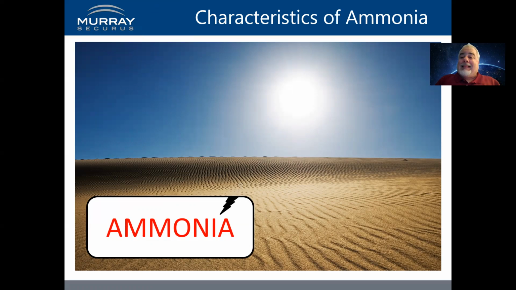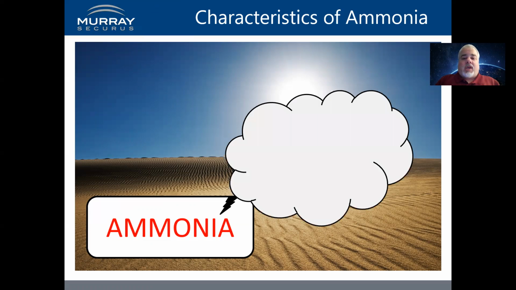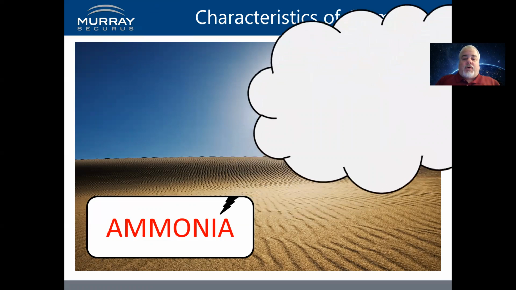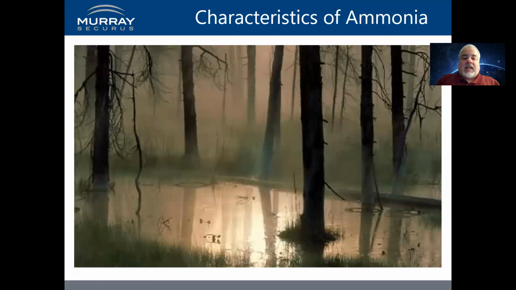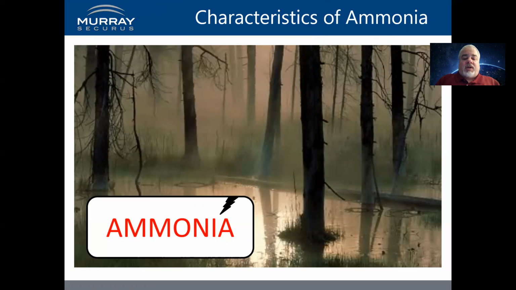Ammonia can be created by lightning. So when lightning is going through the atmosphere and it's hitting nitrogen gas, which is the bulk of our atmosphere, that nitrogen can be reacted to create ammonia. So it's something that is naturally occurring through many different factors, biological as well as lightning. Ammonia is released through biological decomposition and bacterial action.